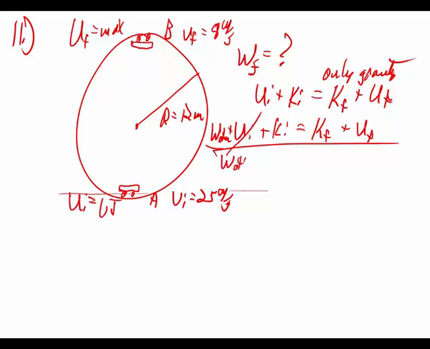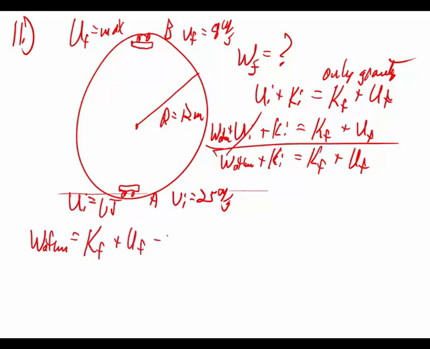Now our equation becomes what? Work other, which is friction, plus K initial, that's capital K, is equal to K final plus U final. And we want to find work other. So work other, which is friction, is equal to, you've got to subtract K initial from both sides, so it becomes K final plus U final minus K initial, or you could have said K final minus K initial. It doesn't matter. It's still negative.